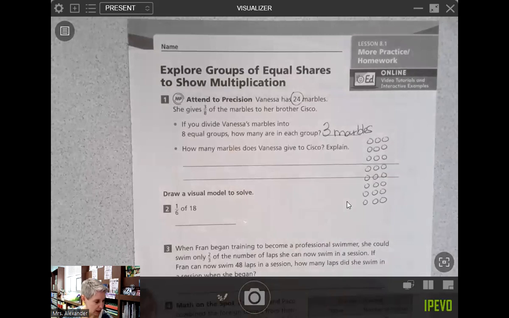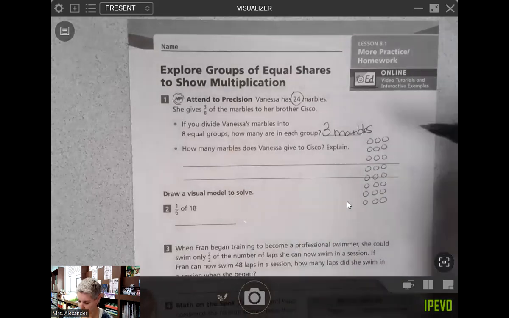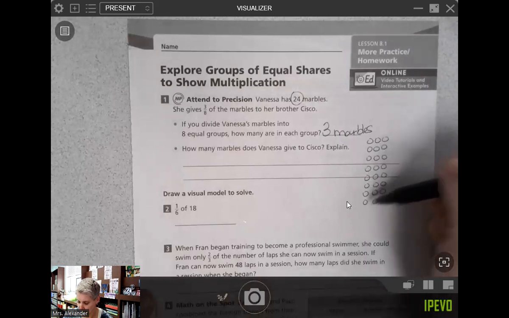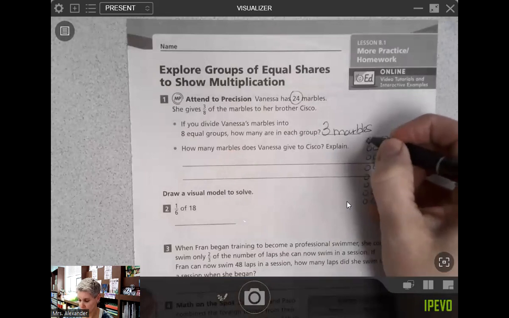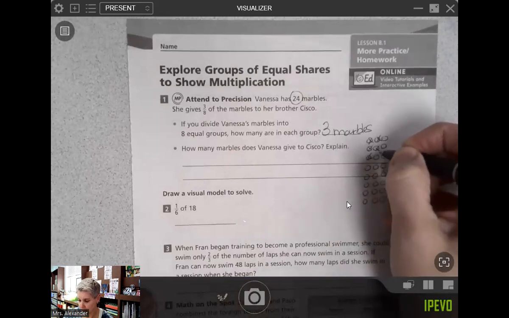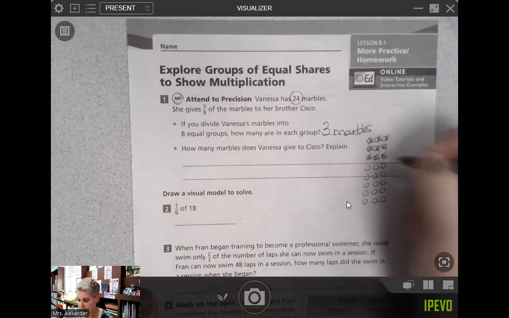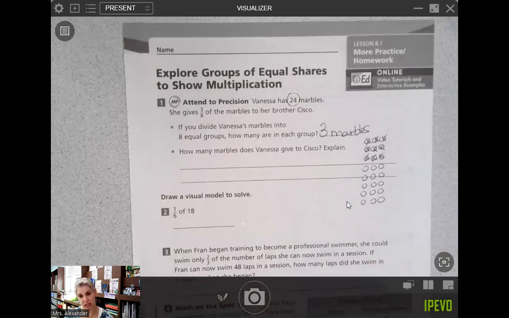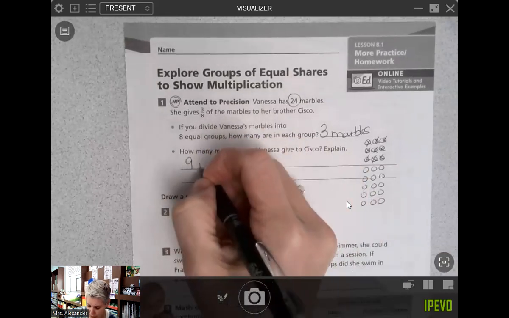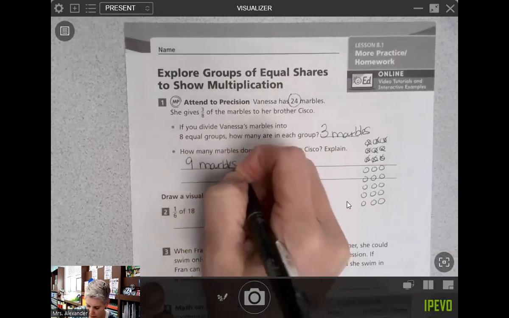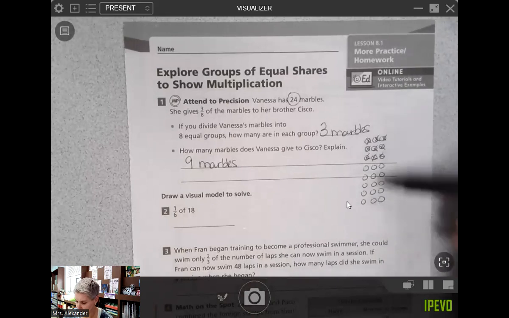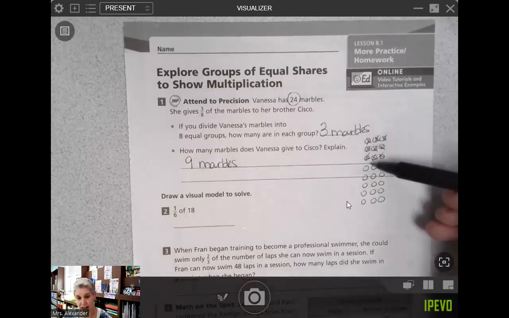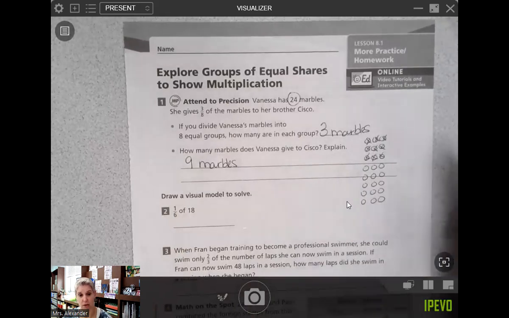Every 3 out of 8, she's giving to her brother. How many marbles does she give him? That would be 9 marbles. And I just explained with our model that we have 3 out of every 8 going to Cisco.